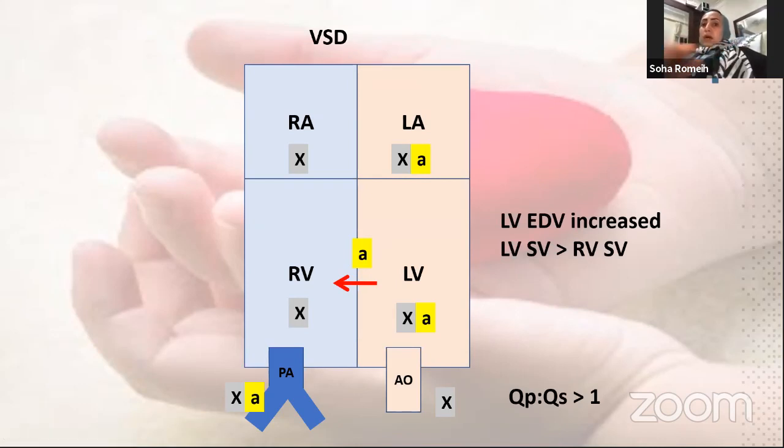Yes. So at the end we have here X+A in the pulmonary artery compared to X only in the aorta. This means that the pulmonary flow QP is more than the systemic flow. So the ratio is more than 1. If it's more than 1.5, it's hemodynamically significant.